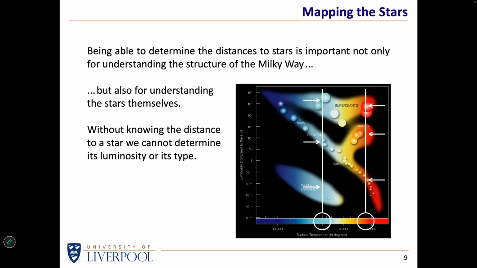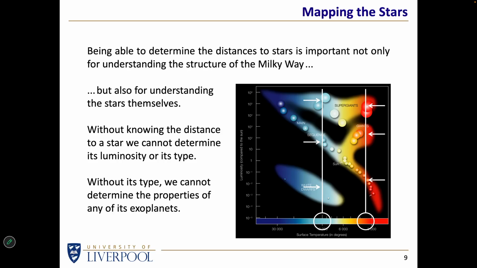So we want to know distance more than simply for wanting to understand the dynamics of the Milky Way, simply to understand what the stars are and how they evolve. Are our theories about how stars evolve correct? If we can determine exactly where they are in the Hertzsprung-Russell diagram, we can figure out how stars evolve. Not only that, but as a bit of an aside, bear in mind that if we don't actually know what type of star we're dealing with, is it a red giant or a red dwarf, well, actually, we can learn almost nothing about any exoplanets that happen to be going around that star.